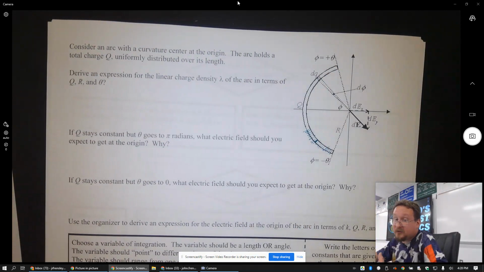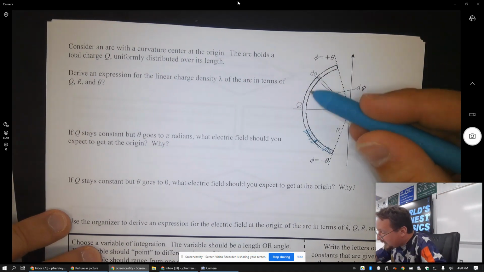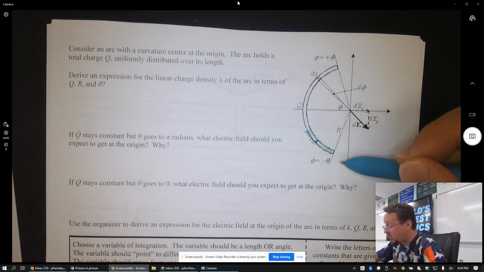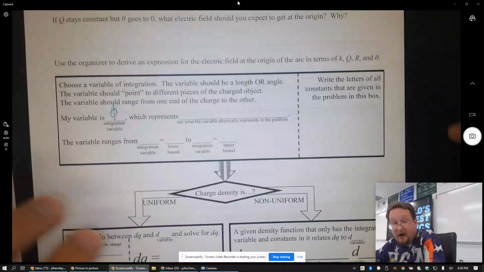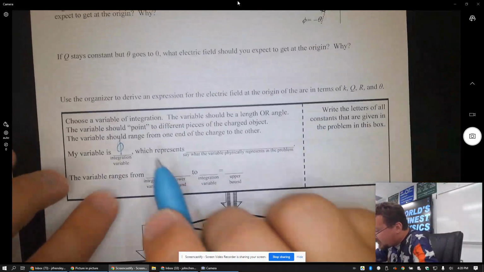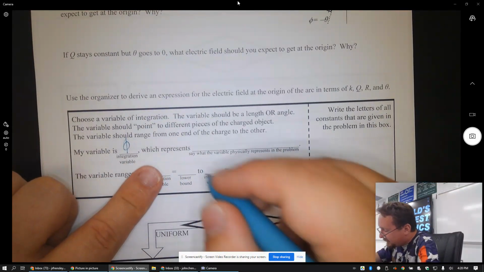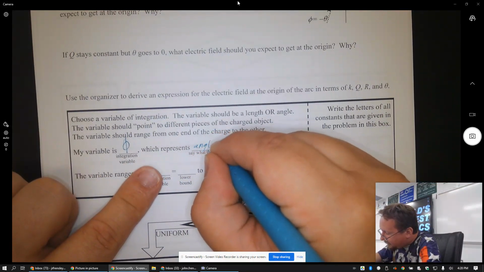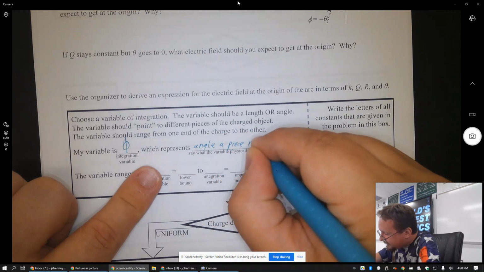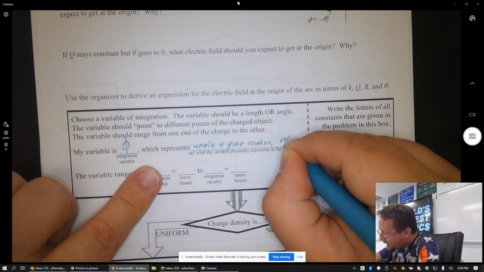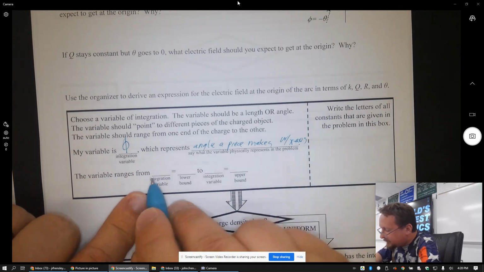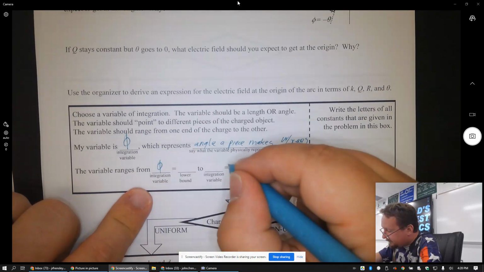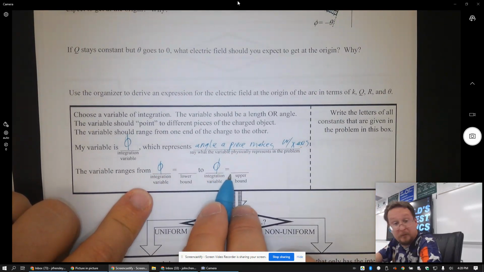Phi equals pi. I'm not going to use theta because theta is already a feature of the physical arc that might exist in real life. Phi only exists in my mind. So, I want my students to say what that represents: the angle the piece makes with the x-axis, right? And I want them to say the limits, that phi is going to go from lower bound to upper bound.